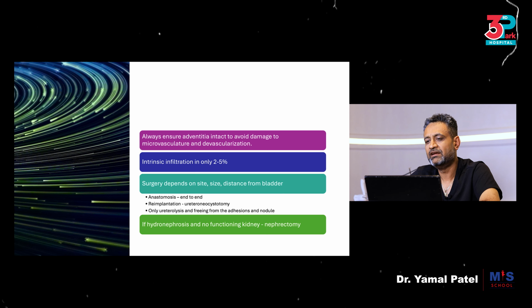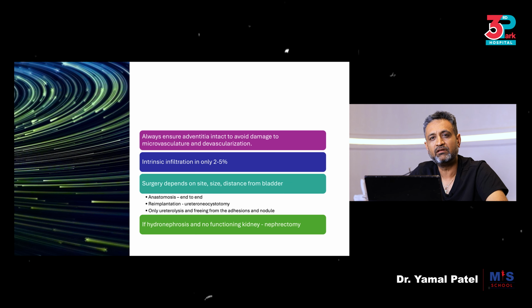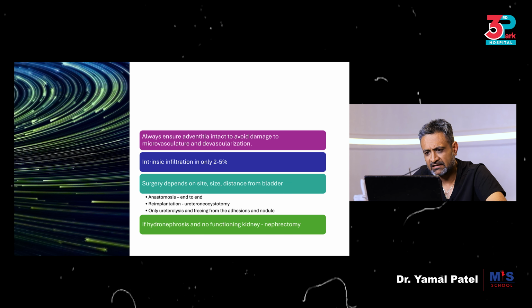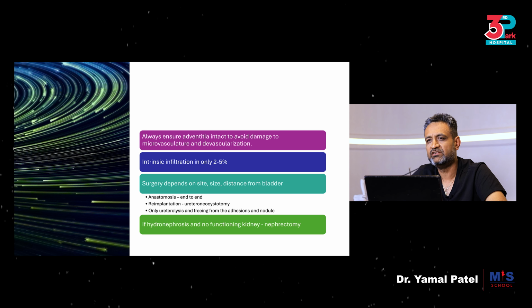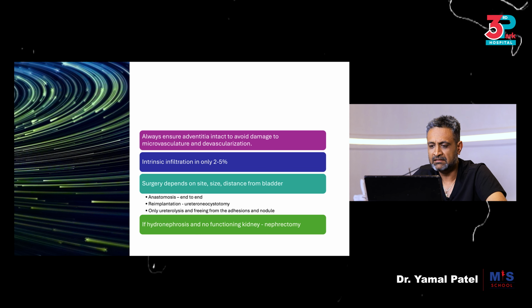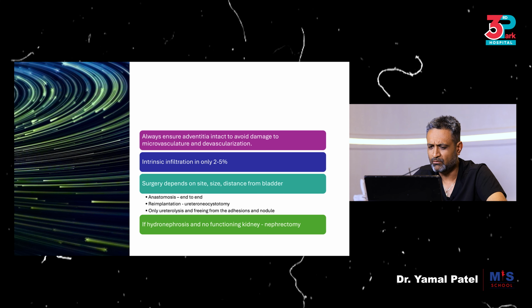So always ensure adventitia is intact to avoid damage to the microvasculature and inadvertent devascularization that could result from it. Intrinsic infiltration of endometriosis in the ureter is only seen in 2 to 5% of the women, and surgery would depend on the site, the size, the distance from the bladder, etc. So what are the options?